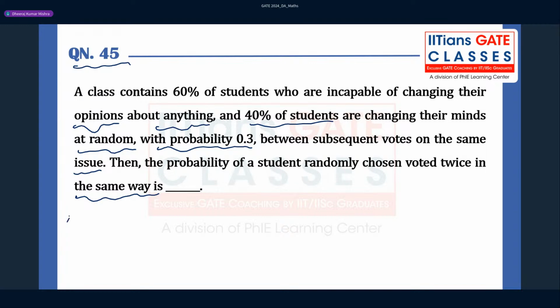Suppose there are 100 students. 60% are incapable of changing their opinion and 40% are capable of changing. Since they have given the probability 0.3, there are 12 out of 40. So what is the answer for this question? Directly we can find out the answer.